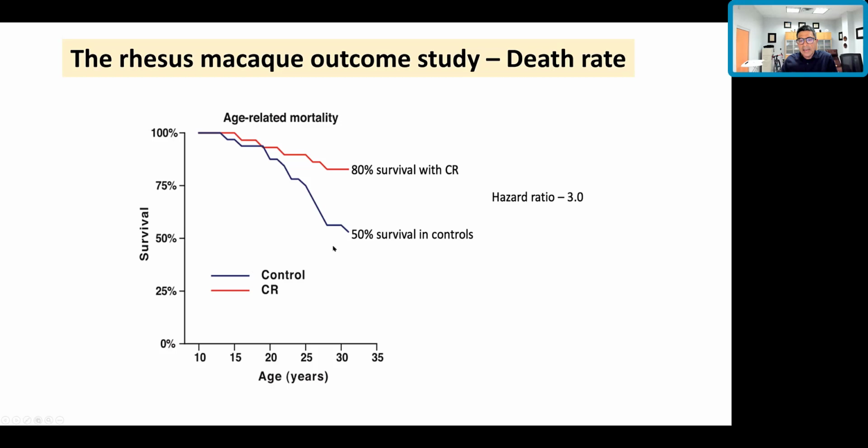On the other hand, in red are the calorie-restricted monkeys. At 20 years of follow-up, 80% of them were alive. So at any given time, the calorie-restricted monkeys had a threefold higher chance of living compared to the monkeys that were fed as much food as they wanted.